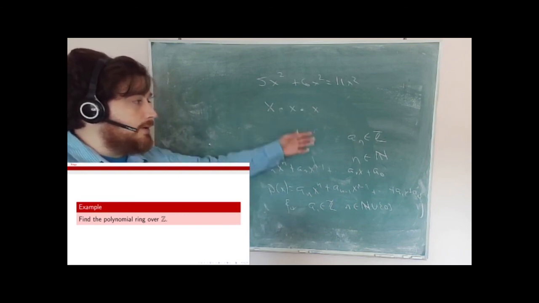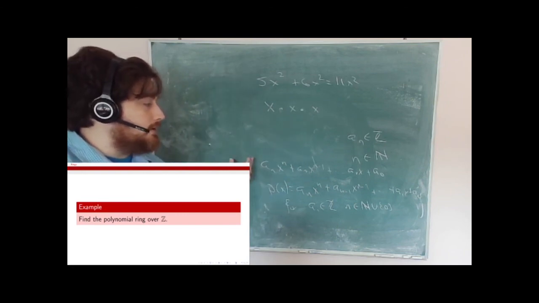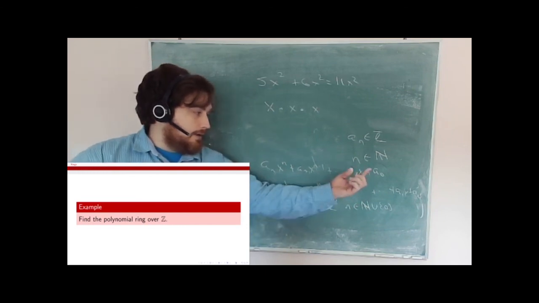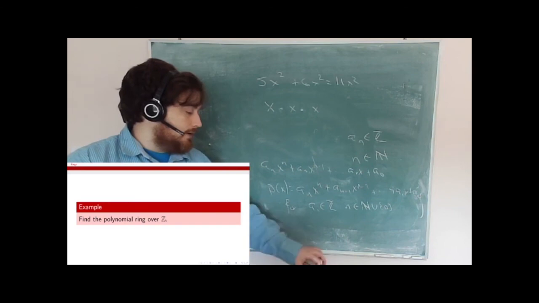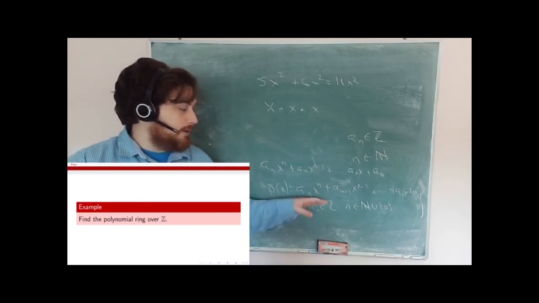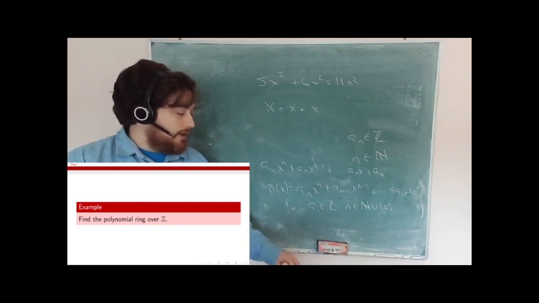We could also work with another set instead of the integers, like the rational numbers. Then these terms just become, well, they can be rationals instead of just integers. Or if I work over reals, these can be reals instead of just integers.